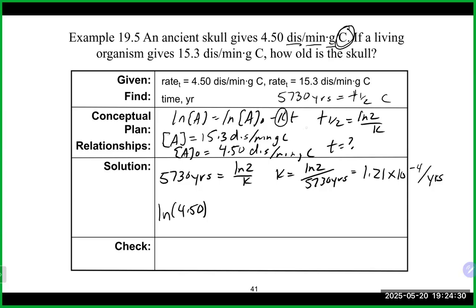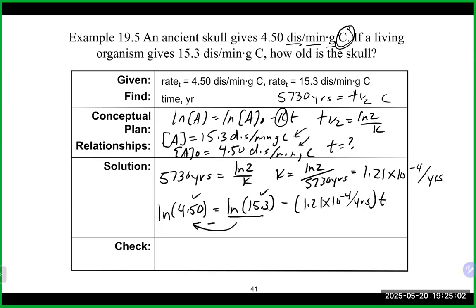Once again, this is a rate of radioactive decay, and we can use it in this equation just like we use grams or molarity or whatever you want, as long as both of these are the same units. Minus our k that we just calculated, 1.21 times 10 to the minus 4 reciprocal years, times T. We're going to solve for T. I personally would take the natural log of 4.5 and subtract it from the natural log of 15.3.